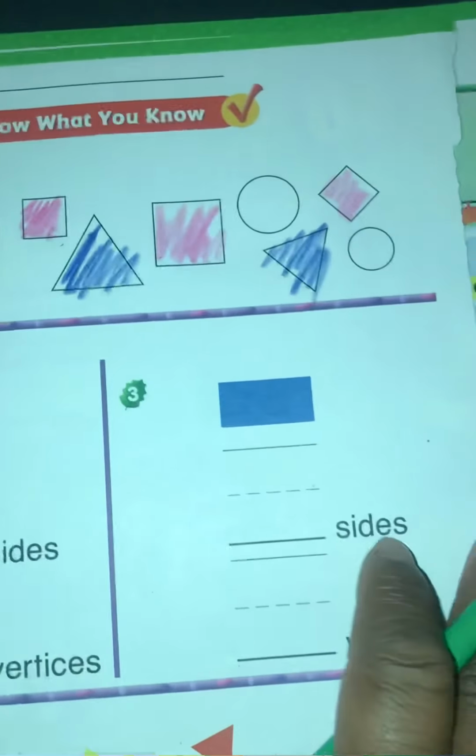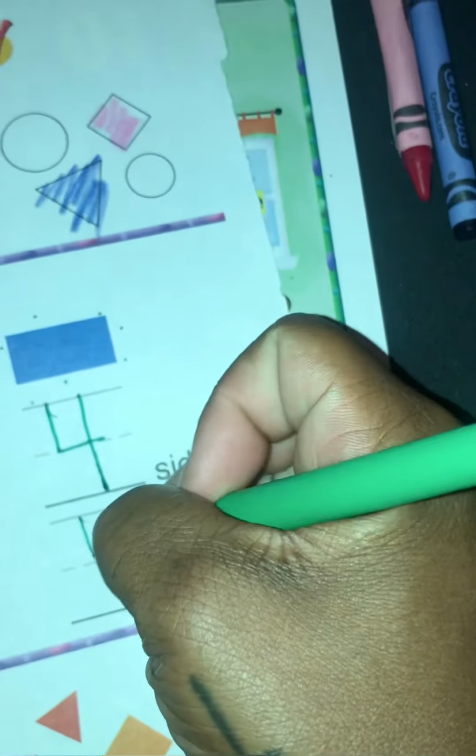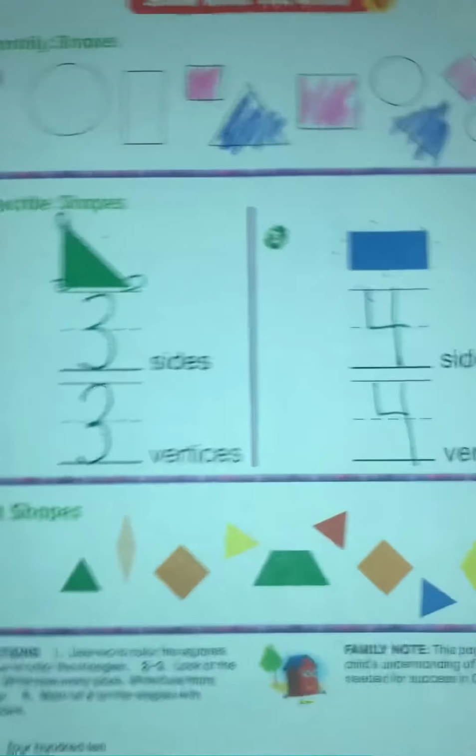Alright. For number 3, we have a blue rectangle. Again, let's count the sides. 1, 2, 3, 4. My paper's moving on me. And then the vertices, I count 1, 2, 3, 4 also. My paper is moving on me whenever I'm writing.